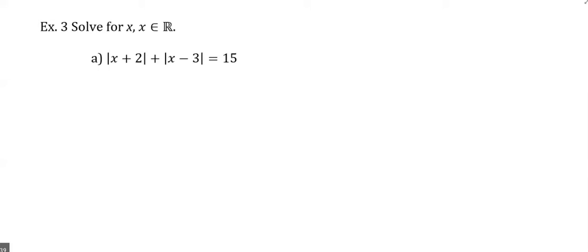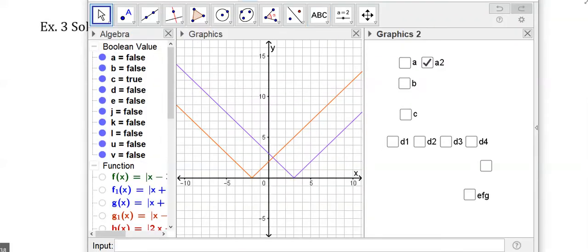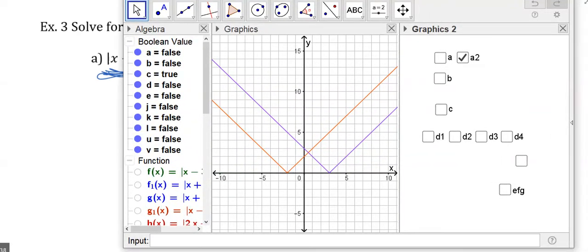So we can do this in different ways. I could think about this as an individual function, the graph of it, and adding it to that. So here are those two individual functions. The orange one is the absolute value of x plus 2, and the purple one is the absolute value of x minus 3. So when I add those together, when does that equal 15? That's one way of thinking about this.